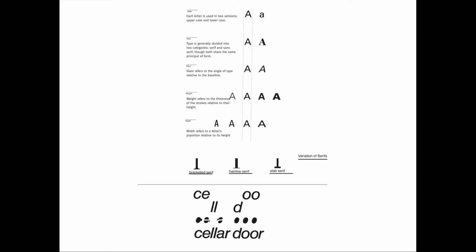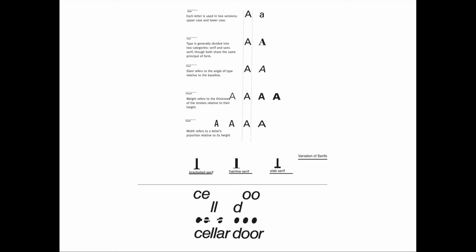The face type is generally divided into two categories, serif and sans serif. They both share the same principle of form, and we should be very familiar with that from our monogram exercise. Slant refers to the angle of type relative to the baseline. Weight refers to the thickness of a stroke relative to its height. Width refers to a letter's proportion relative to its height.